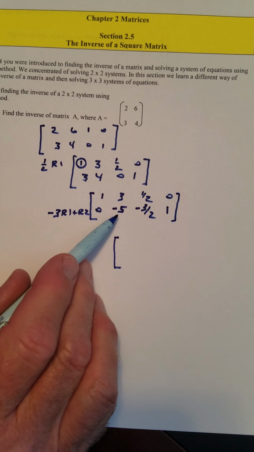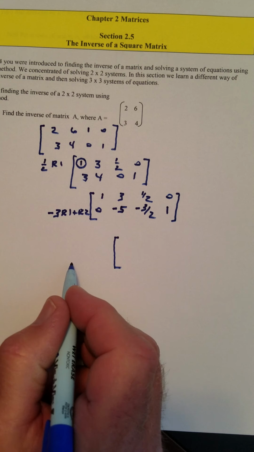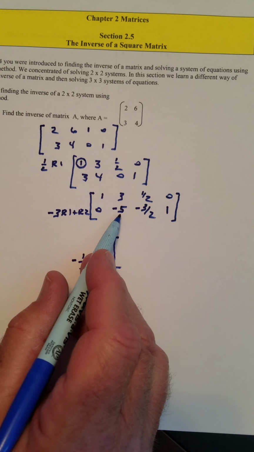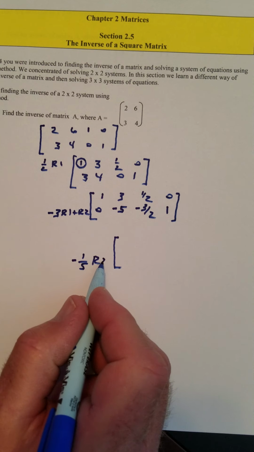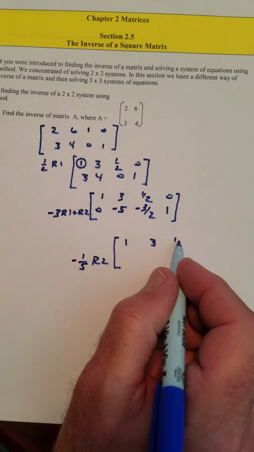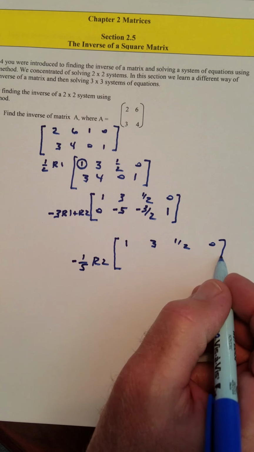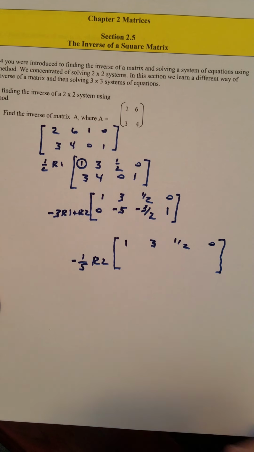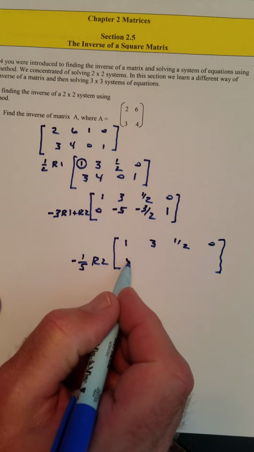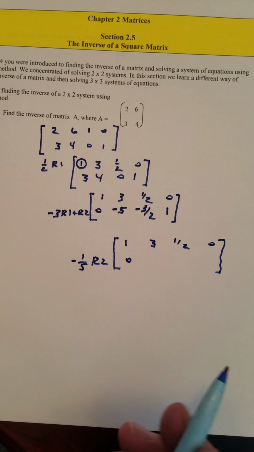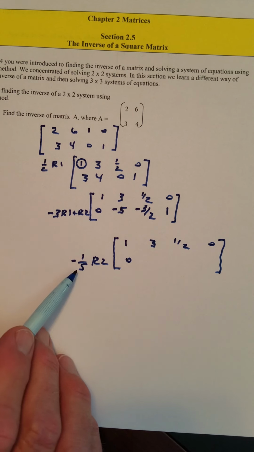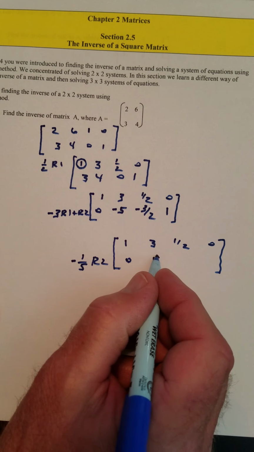I got a 1, I got a 0. I want to get a 1 where the -5 is. So I'm going to take -1/5, because that's the reciprocal of that number, times row 2. Row 1 is going to stay the same. Okay, -1/5 times 0 is 0. We knew once you get the 1s and 0s, they don't change. -1/5 times -5 is 1. That becomes my new pivot.